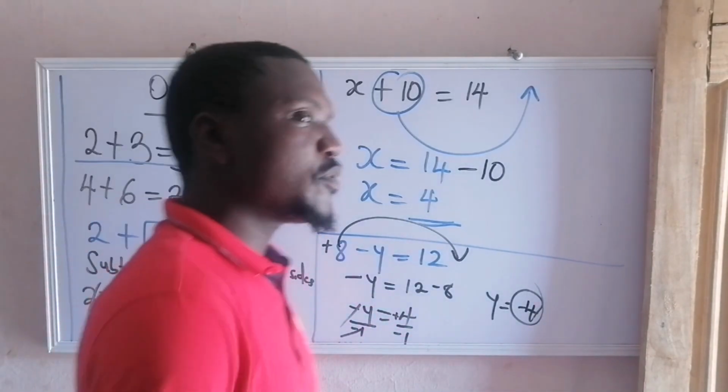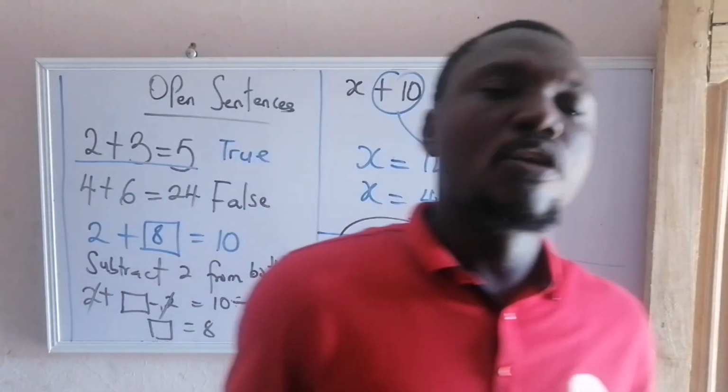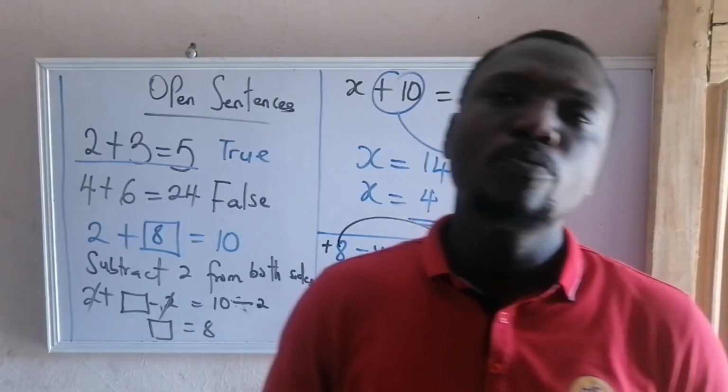We have come to the end of today's class. This is just what open sentence is all about. It's all about balancing the two sides of the equation to make sure they are true.